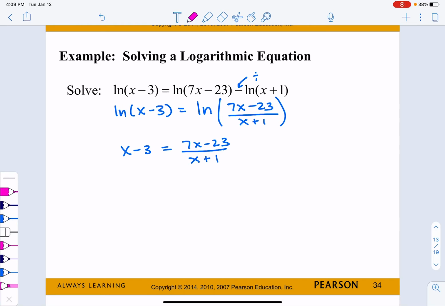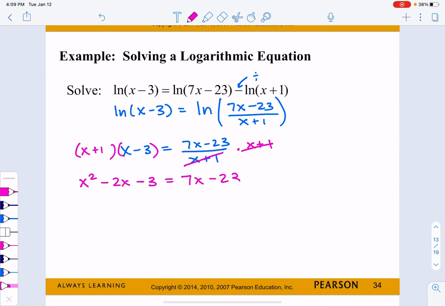And now our goal is to solve to get x by itself. So we have a bit of algebra to do. Since I have that division over on that right-hand side, I'm going to move that x plus 1 to the other side by multiplying, which means I need to FOIL. So that means we're going to have an x squared, a minus 3x, and a plus 1x is going to give us a minus 2x and minus 3. That's equal to 7x minus 23.